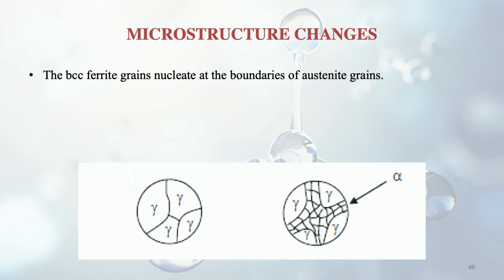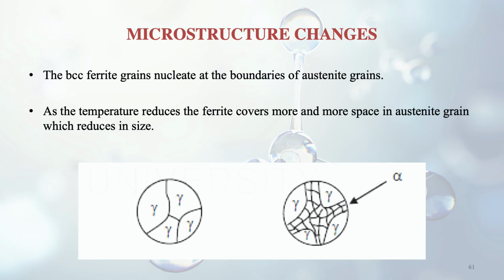We are now studying the microstructure changes. In the figure you can see this is gamma austenite only, the circle, and only gamma is present inside. But as the transformation takes place, the ferrite is also coming in. You can see there are hatched lines inside in the second figure. That is BCC. So now it's a mixture of both gamma as well as alpha. As the temperature reduces, the ferrite covers more and more space in the austenite grain, which reduces in size.